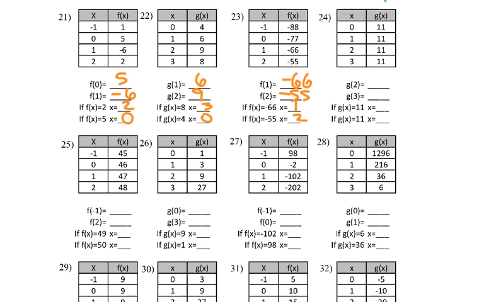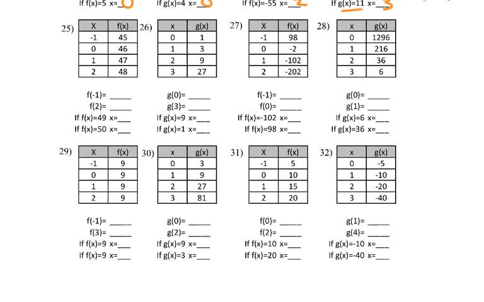Okay, and g of 2 equals 11, g of 3 equals 11. So g of x equaling 11 could take us back to 0, 1, 2, or 3. Because notice we've got the same output for all of those. Okay, 25.